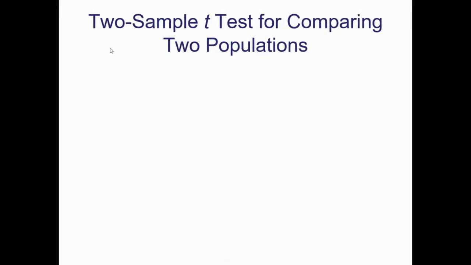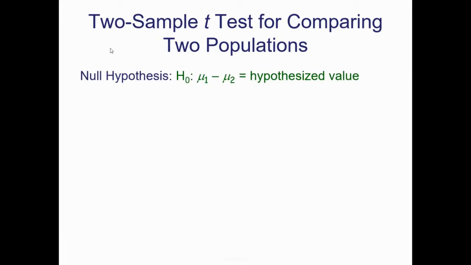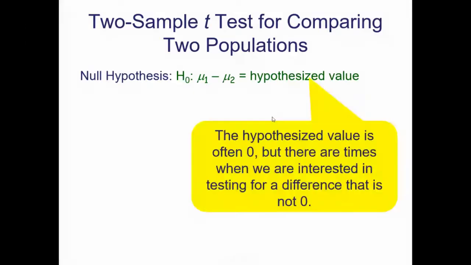So let's talk about t-distributions now. Our null hypothesis is that mu1 minus mu2 is equal to some hypothesized value. Now, this hypothesized value is often zero, but there are some cases when we're interested in something not being zero.